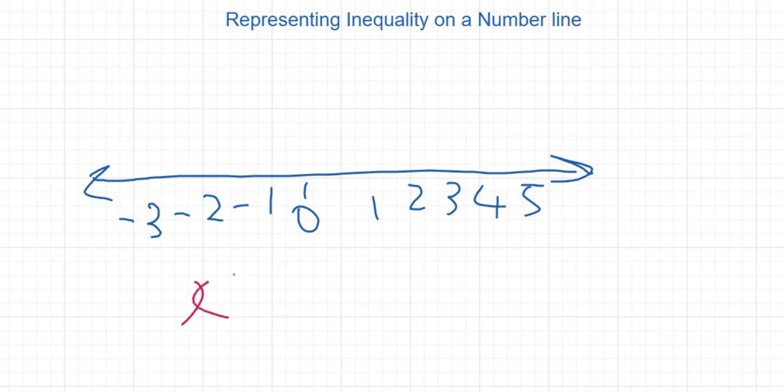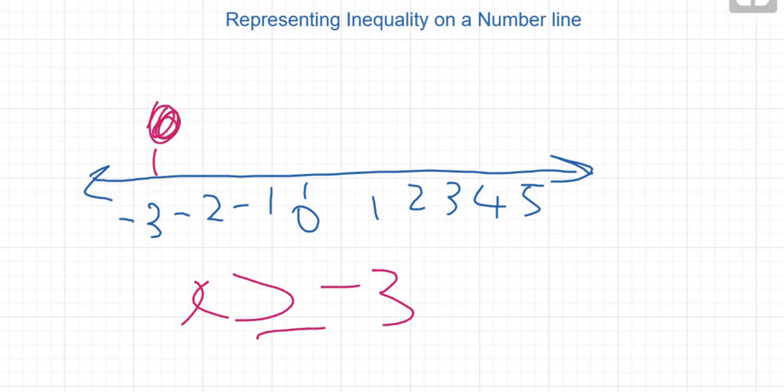Let's look at another one. If I have x is greater than or equal to -3, so what we'll do, we'll start at -3, and since it says x is greater or equal to, we'll actually close it right here. So it says greater, that simply means it is heading in that direction. So all the possible values that you can randomly choose from this direction will actually make this inequality true.